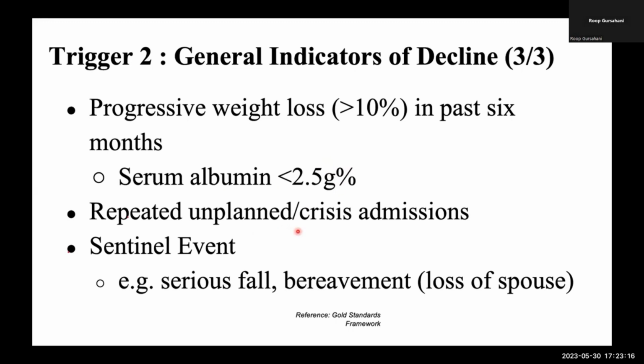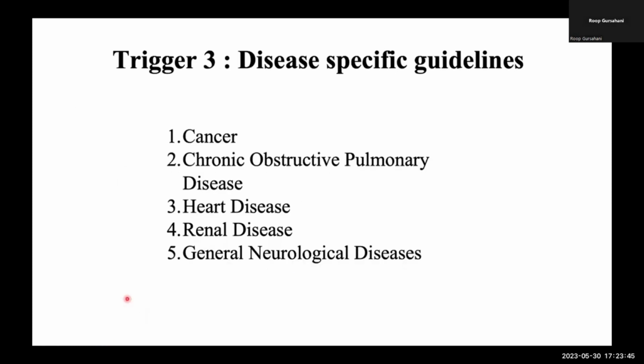How many admissions would you take to count it as significant? People have said 3 over a period of 6 months. Some people have said over a year, but I would say definitely if somebody gets admitted thrice in a period of 6 months, there is something happening. And then you have sentinel events. These are significant events. They can be physical, but they can also be psychosocial. And either way, they carry the same significance. So these are general indicators and apply across the board.